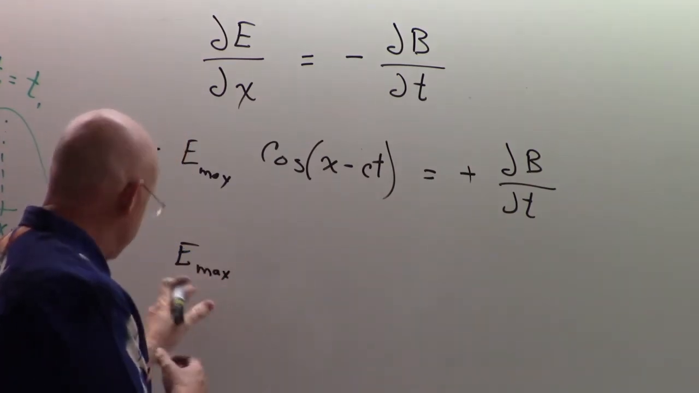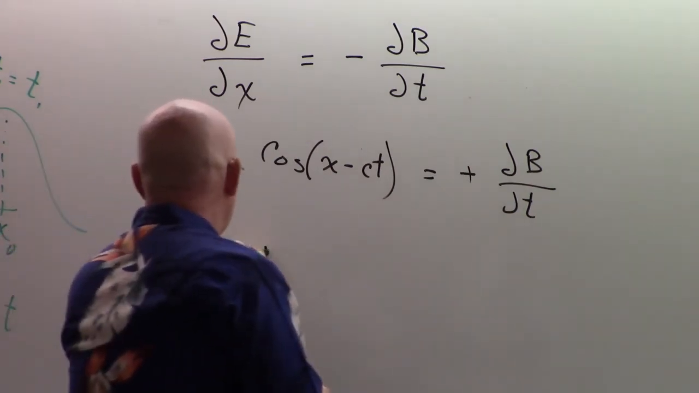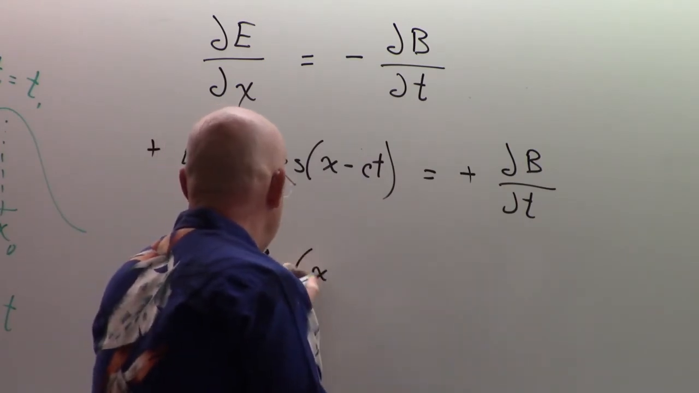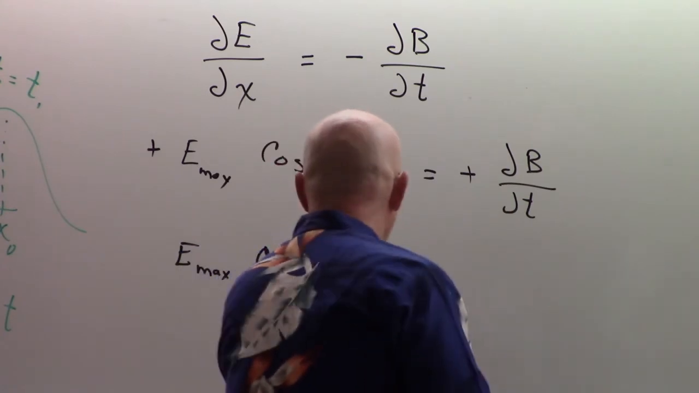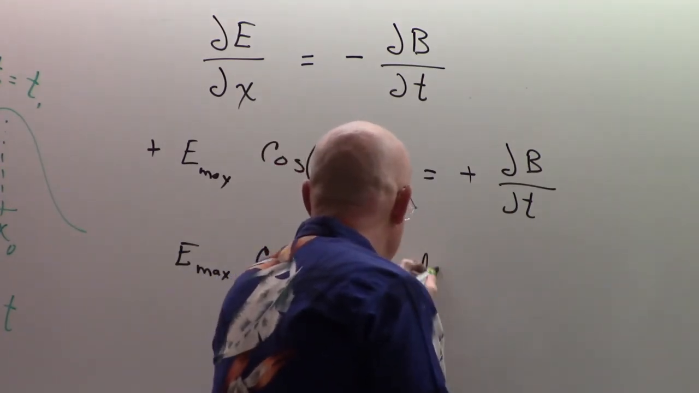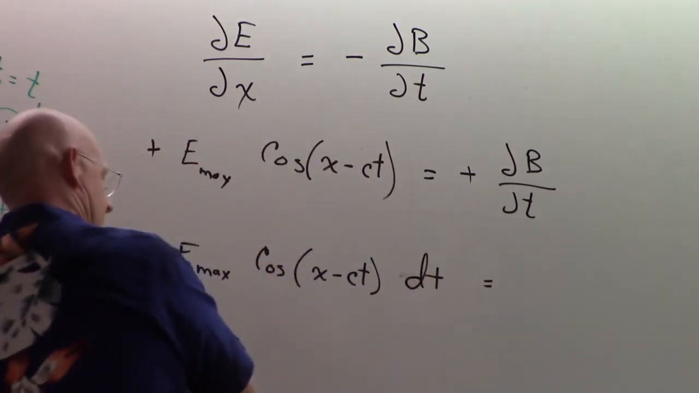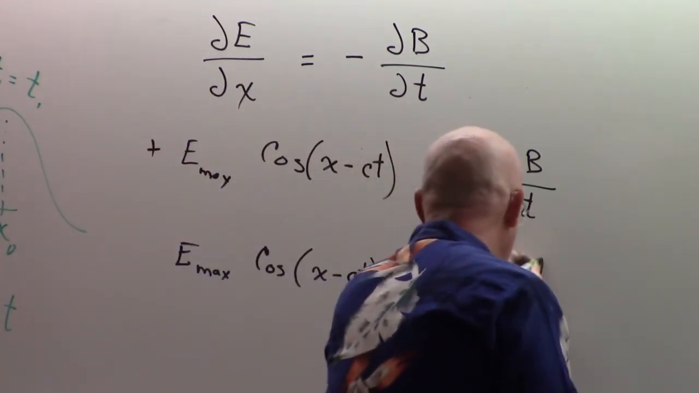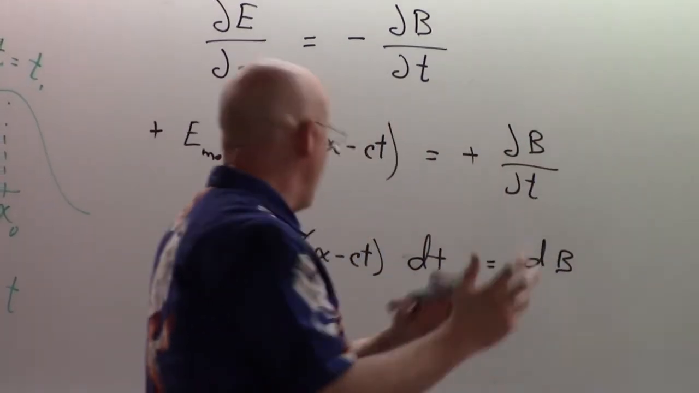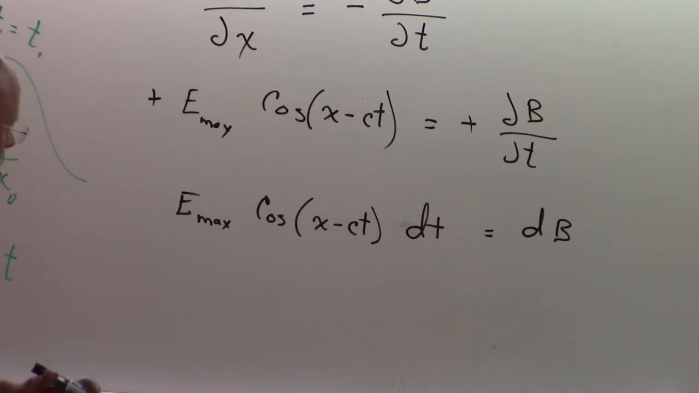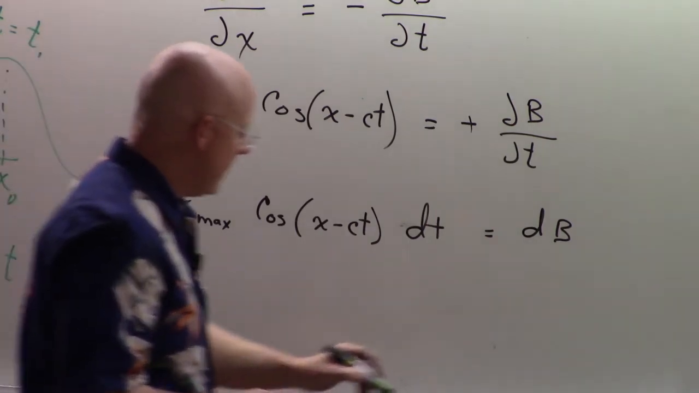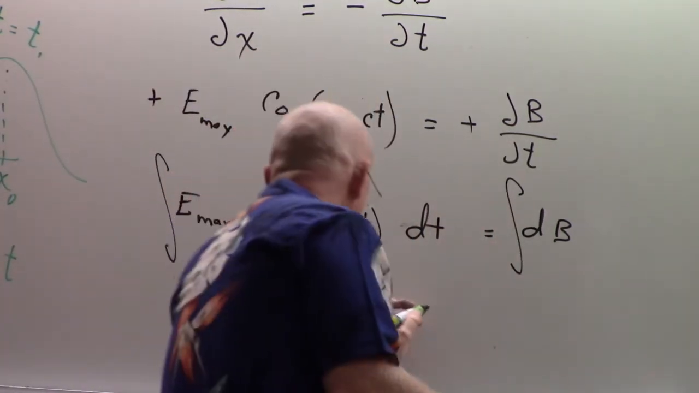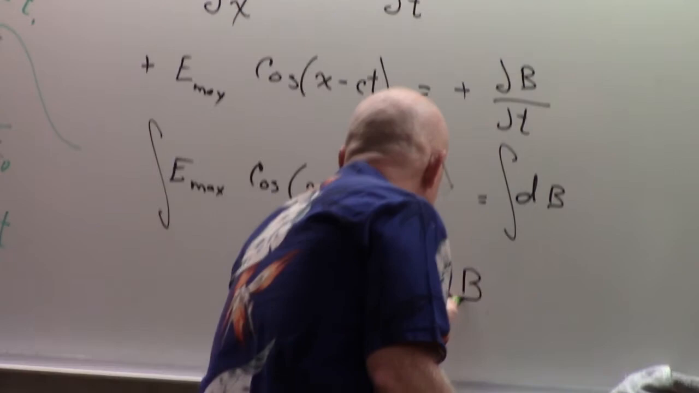the maximum electric field. Then I have a cosine of x minus ct. Then I can write that with the dt over here on the left-hand side and the dB over on the right-hand side. I'll just change to full derivatives. I don't know why. And then I will integrate. And on the right-hand side, I get what I'm looking for.